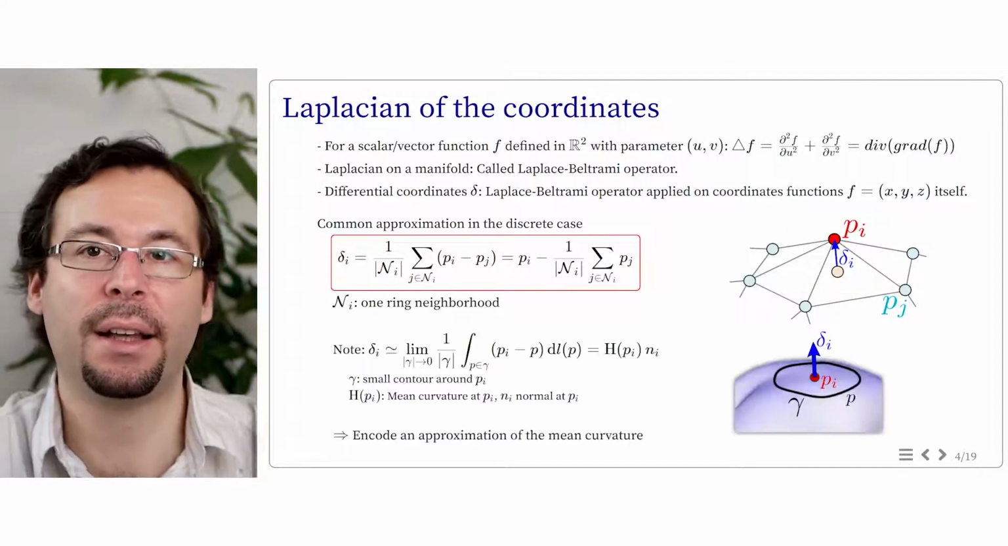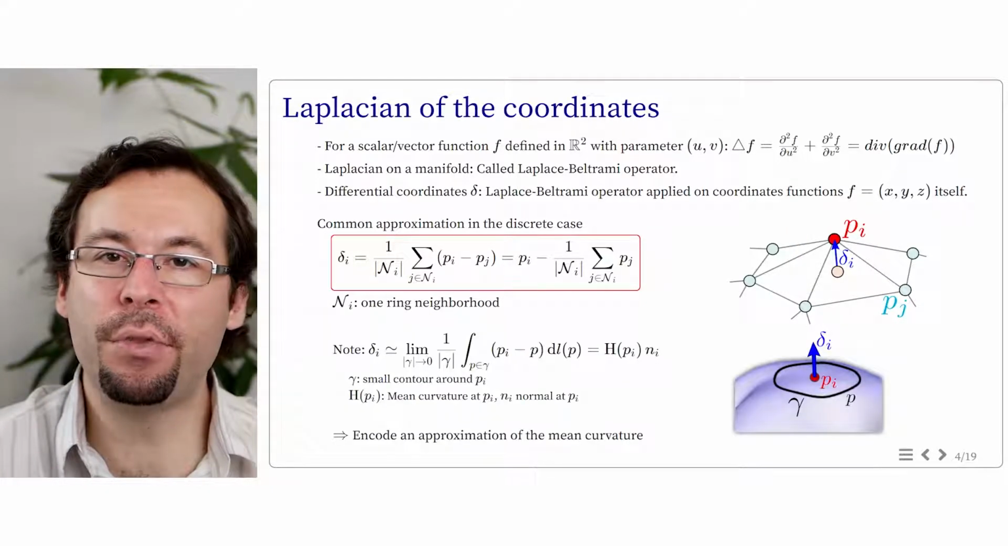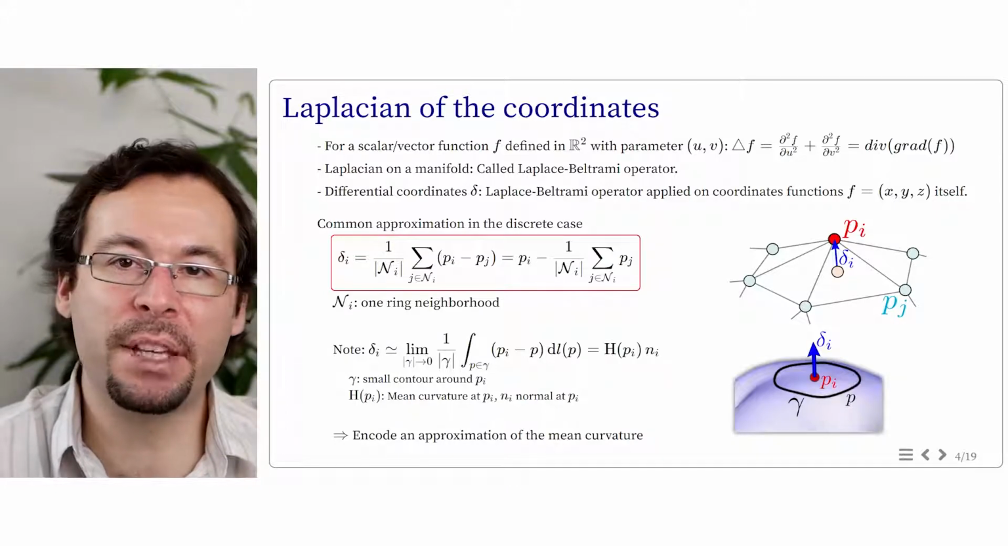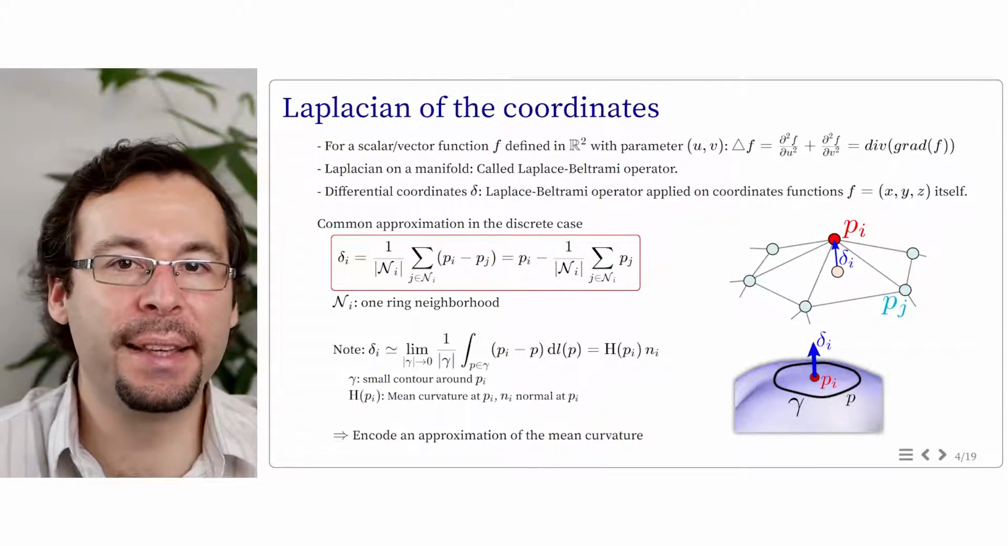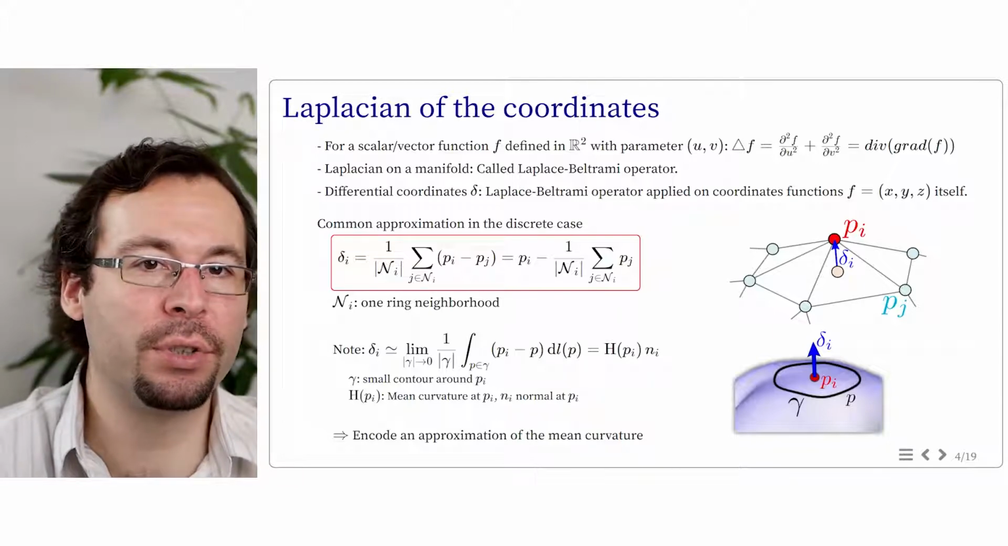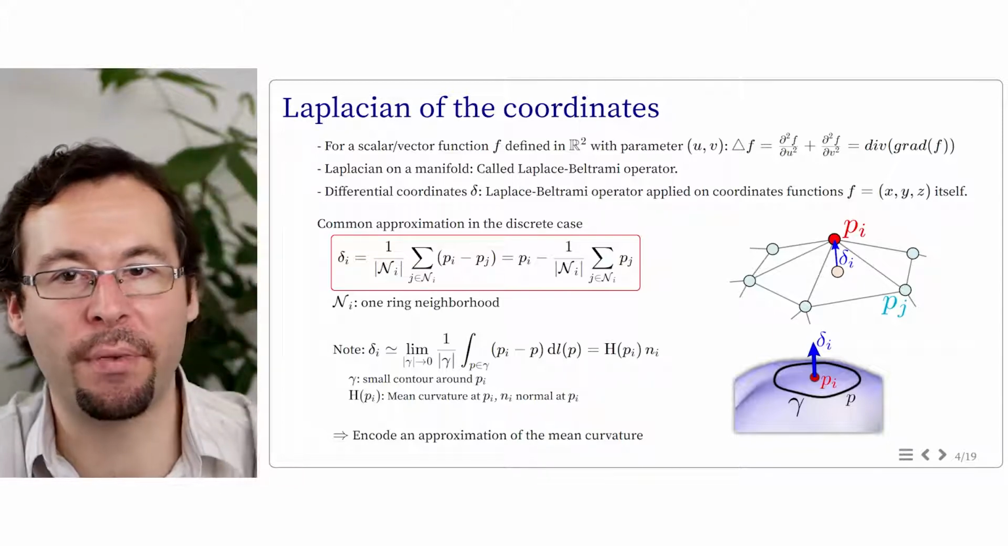Note that this intuition for differential coordinates can be expressed in the continuous case. We consider p_i and gamma as a small closed curve around p_i on the surface.